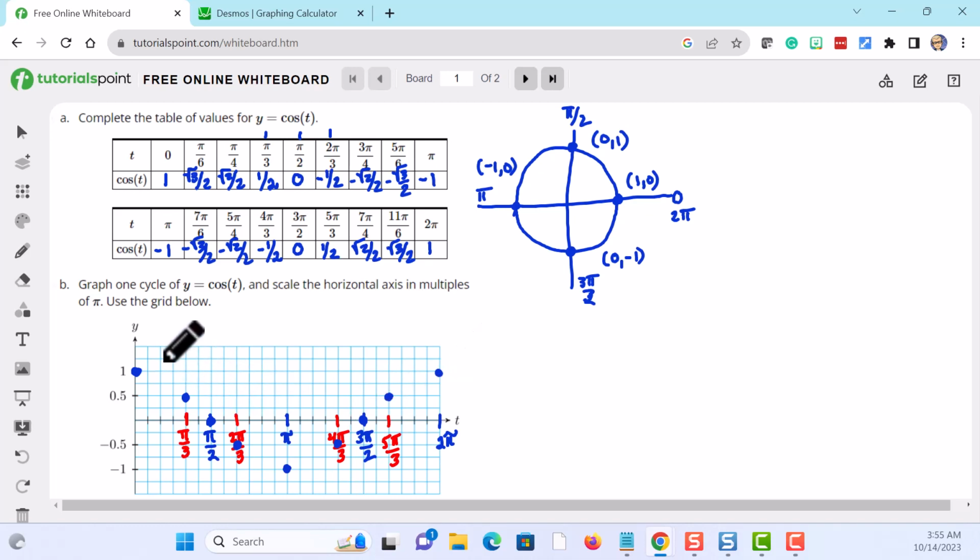And then from here we just connect the points with a smooth curve. It's nice and level here at the top. And there we have it, one cycle of y equals cosine t, and the axis is labeled in multiples of pi.